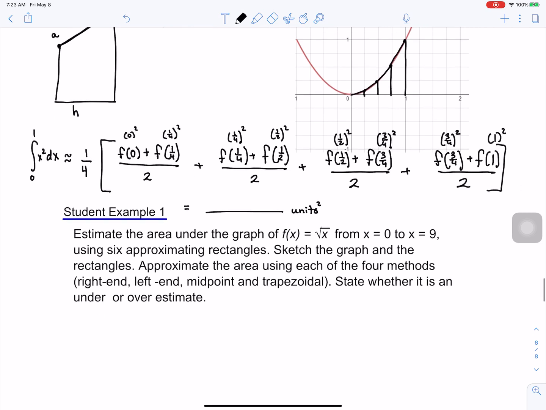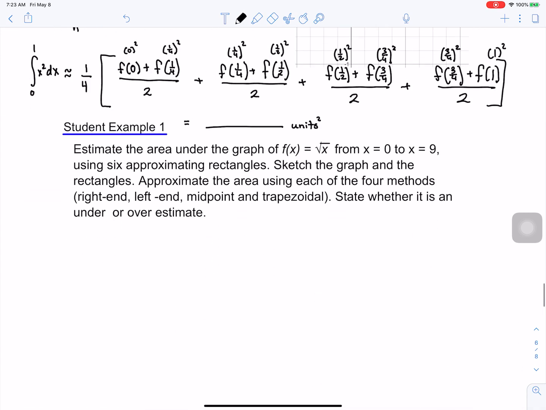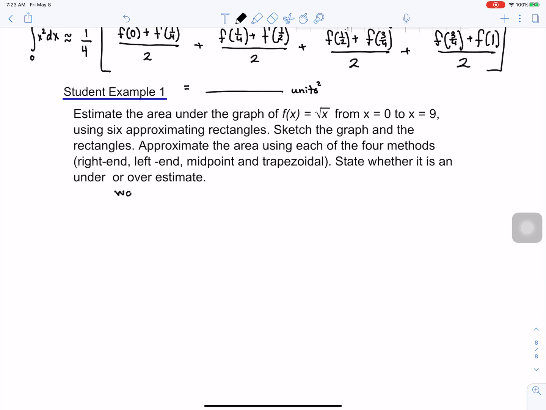Okay, now there's a student example 1 here. What I want you to do is work through this one. It's pretty straightforward, except now my a value is going to be 0, my b value is going to be 9, and my function is going to be root x. How many rectangles do I want? 6, so my n value is 6. Sketch the graph of the rectangles, approximate each using the 4 methods, and decide if it's an over or under approximation.